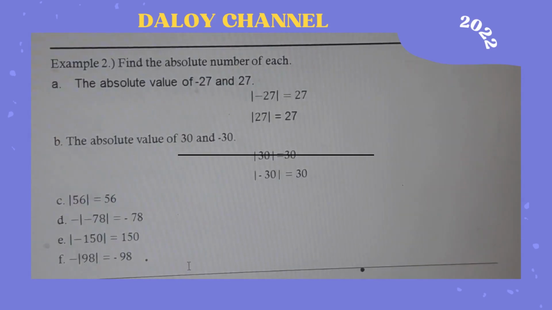Example number 2. Find the absolute value of each. The absolute value of negative 27 and positive 27: as a quantified value, it is always equivalent to 27 units with respect to 0. The absolute value of 30 and negative 30: again, it is equivalent to 30 because both integers are referred to 0. Quantifying its distance is always positive in nature.